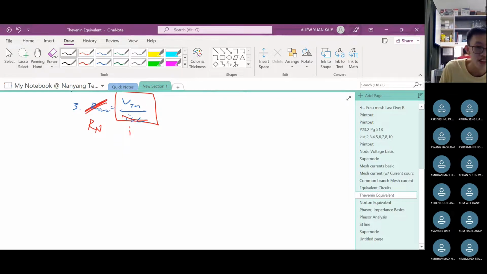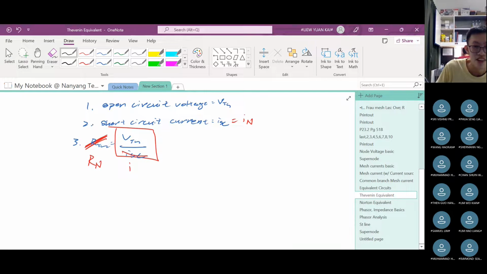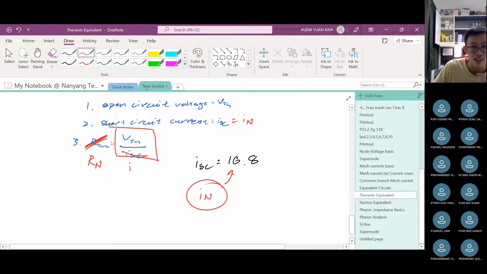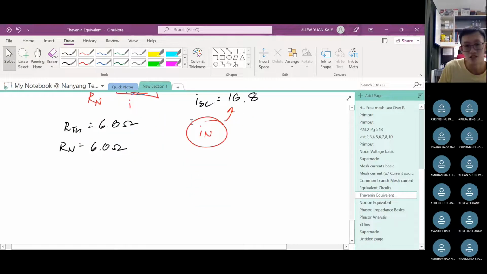what do we have? We want the equivalent. We already found the value of the I short circuit. I short circuit just now was 10.8. Which means this is in fact our Norton equivalent current source. This is our I N. And then we already found the Thevenin resistance earlier, which is 6.0 ohms. So this means our Norton equivalent resistance is 6.0 ohms. Correct? Now with that in mind, we just need to draw it properly.